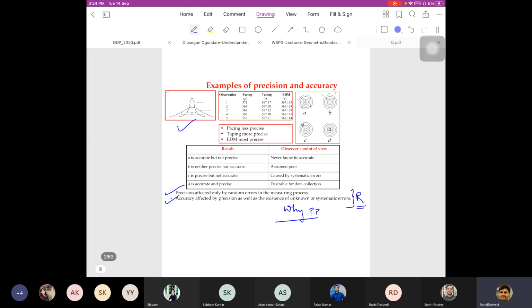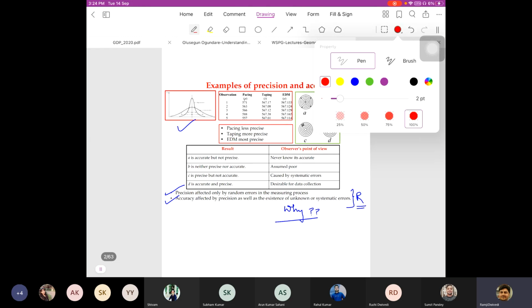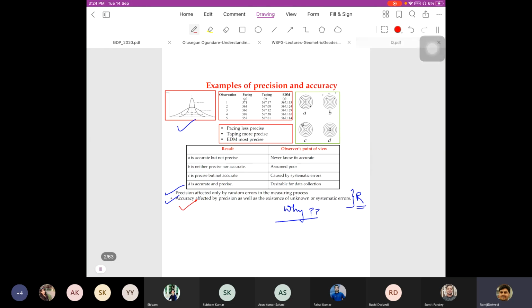In terms of the second one, which is this line, the accuracy one: accuracy is affected by precision as well as existence of unknown as well as systematic errors. So why are we now talking about the systematic error? It's a good question that you should probably try to find the answer for. If anyone knows, you can comment.